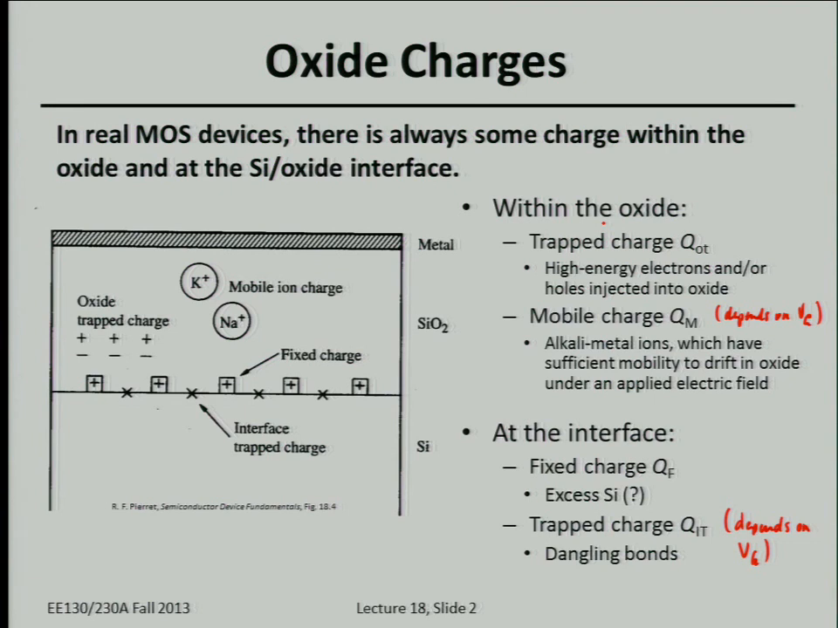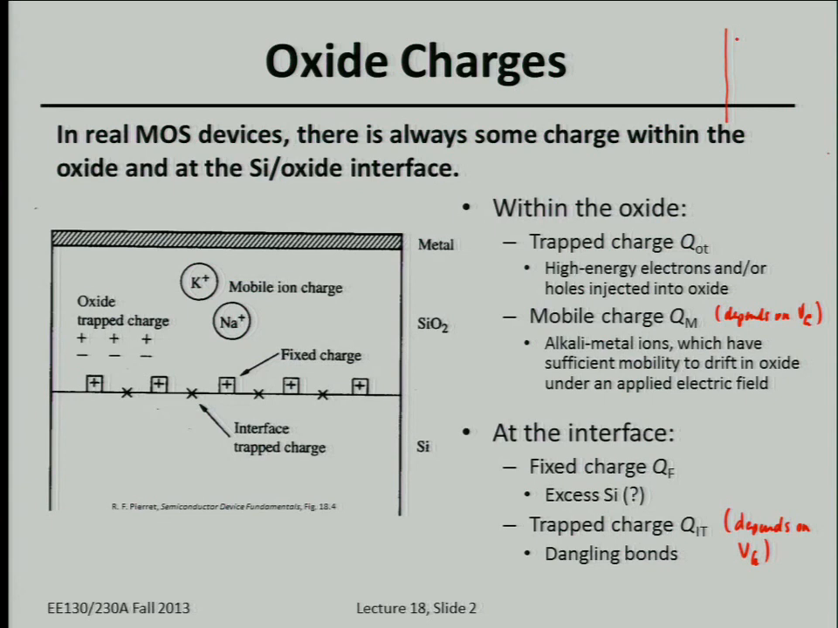Okay, so the question is, these charges that are in the oxide are not in the conduction band. Yeah. And they're not in the valence band either. They're basically... All right, let me sketch the energy band diagram. It's a good question. So let me just sketch the energy band diagram for this MOS capacitor.